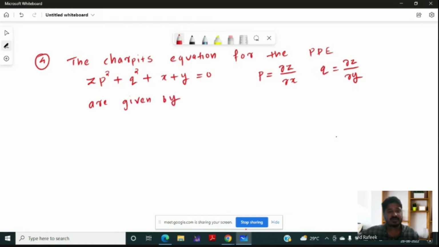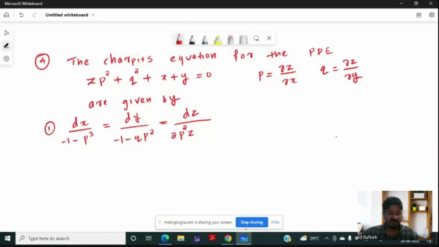Option 1: dx divided by minus 1 minus p cube, dy by minus 1 minus q p square, dz divided by 2p square z plus 2q square equal to dp by 2pz and dq by 2q.